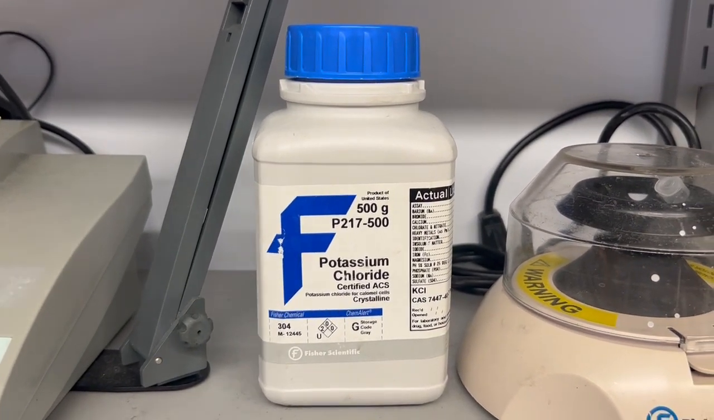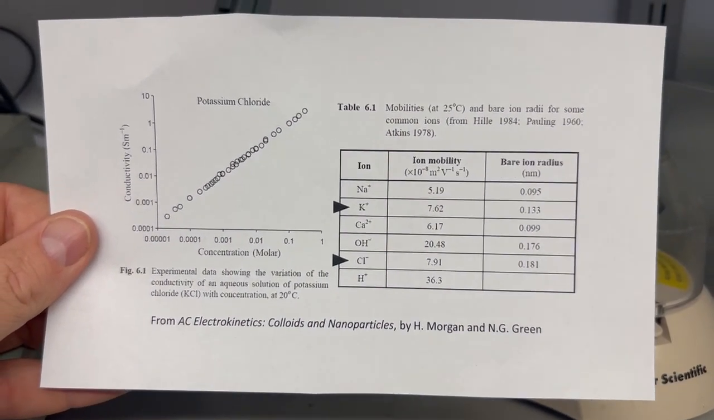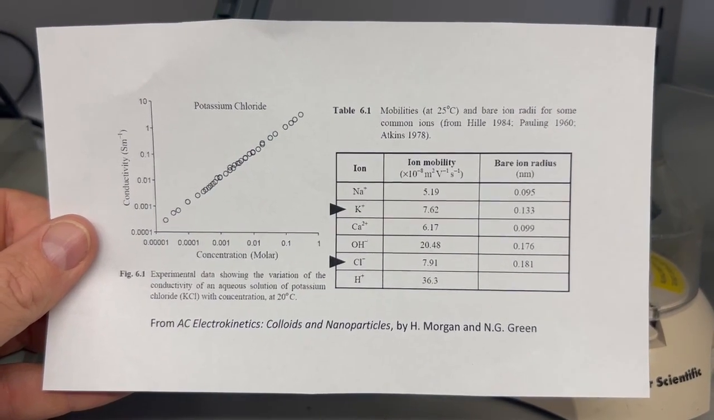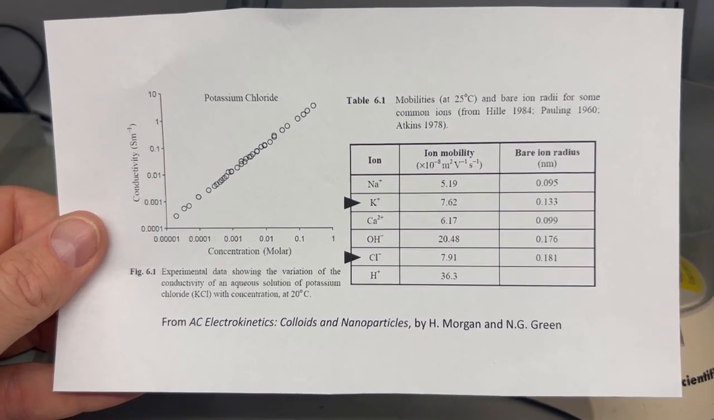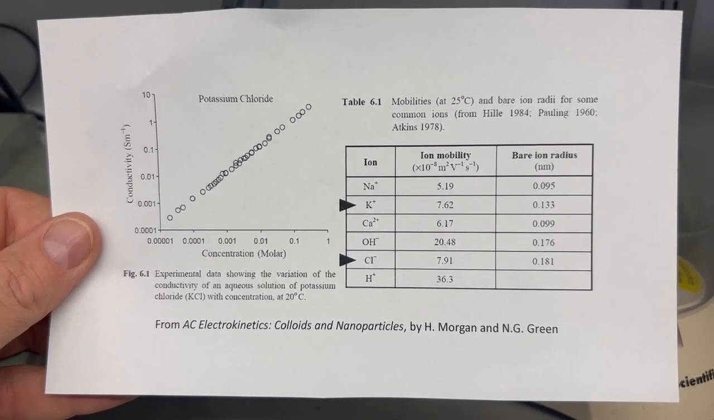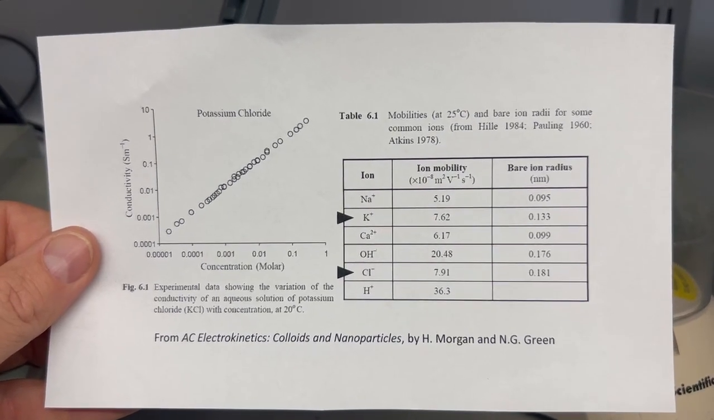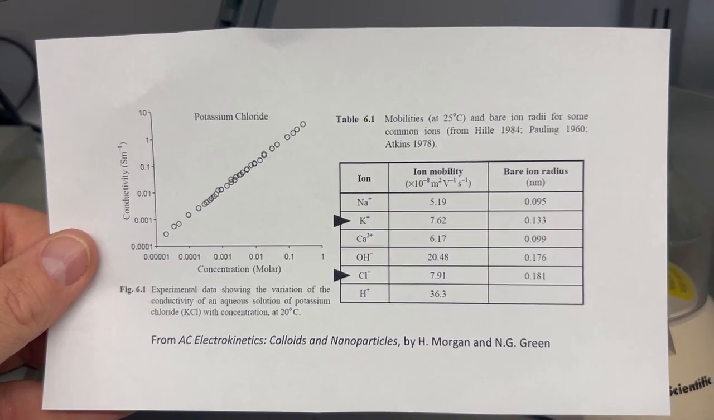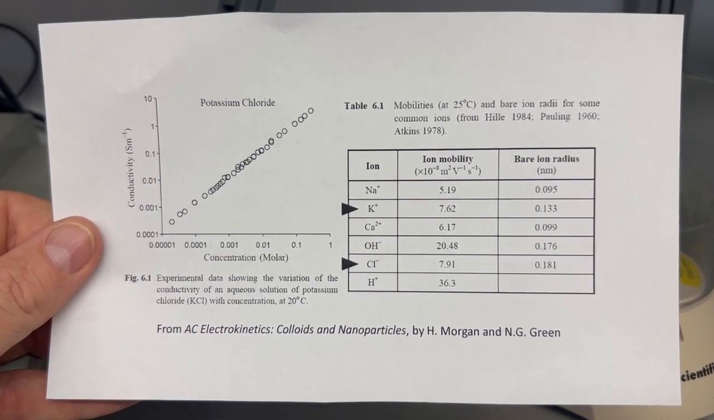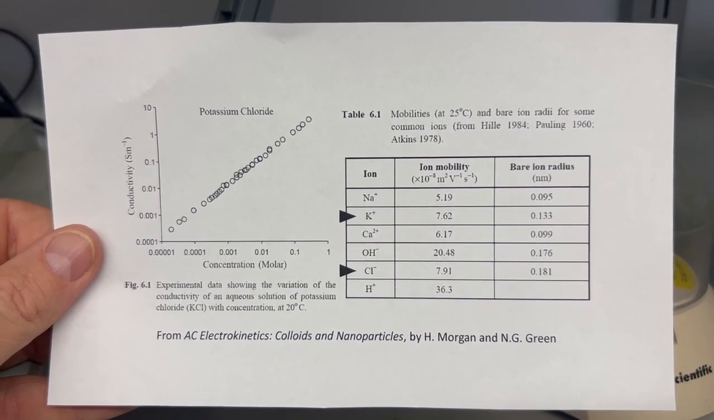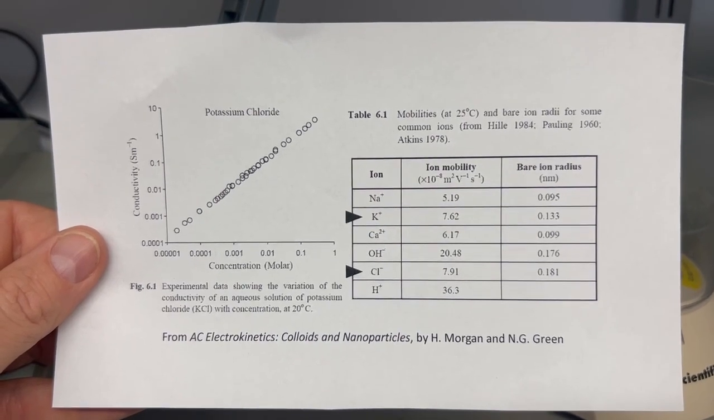Why we use that is, if you look at the table on the right, and this is from a textbook, AC Electrokinetics, Colloids, and Nanoparticles, you can see the ion mobility for potassium and chloride are close to each other. So when you have an AC signal for your electrokinetic experiments, the positive and negative ions should move at a relatively similar rate. There are other studies that have shown that different ions might give different responses, especially at low AC frequencies, but those are different studies that you can look up.